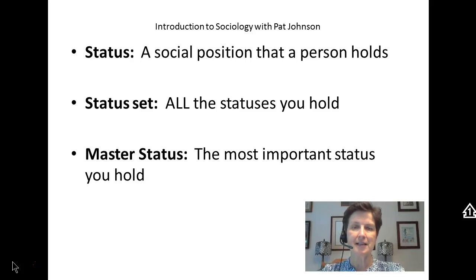So your status set is that group of all the statuses you hold. Your master status is the most important status you hold. And what you think of as your master status may be different from how other people see your master status. Let's take a look.